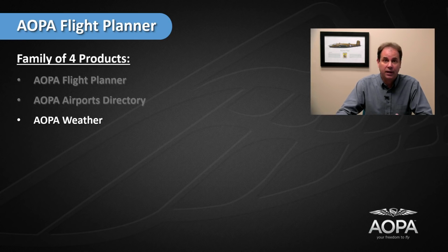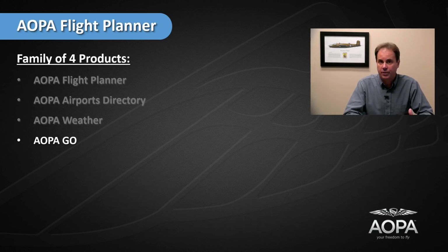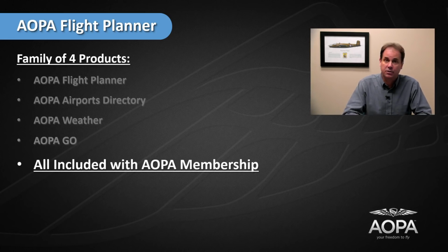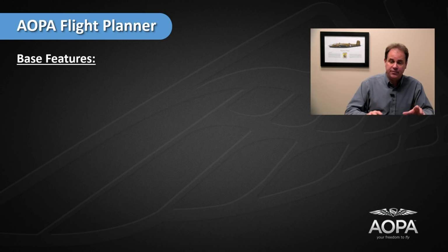AOPA Weather, another very popular legacy product. We have a lot of weather information, a lot of different charts out there, aviation-specific charts that you would expect. And of course, AOPA Go, which is our mobile app, which is really the AOPA Airport Directory and the AOPA Weather product on your device. So it's designed to work on a mobile device, whether it be a phone or a tablet, and it does support Android as well as iOS devices. All of these are free member products, by the way. There is no additional charge. As long as you're an AOPA member, you will have access to all of these as part of your base membership.